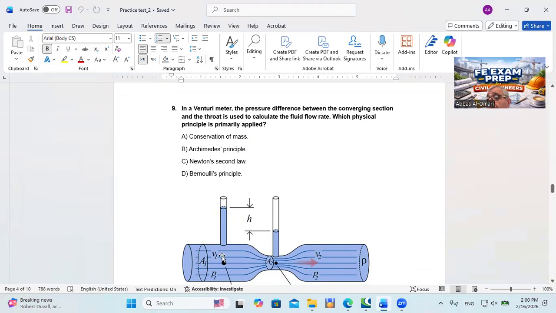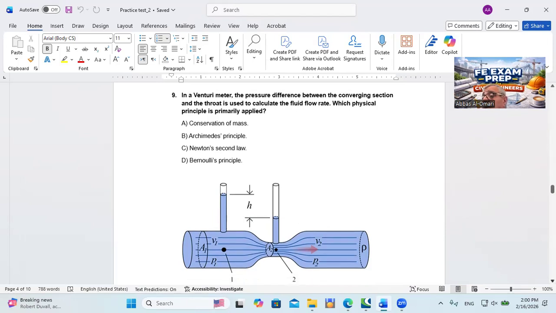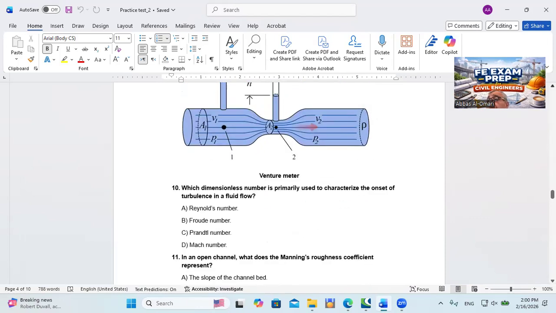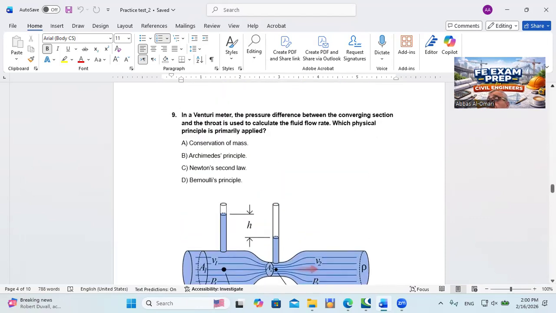We apply the Bernoulli equation at the upstream section where the cross section is full, and at the throat. You apply the Bernoulli equation between section 1 and section 2 at the throat. Then from the Bernoulli equation, we can find a formula to calculate the flow velocity, and consequently the flow, based on the pressure head difference. So the answer is D, Bernoulli principle.